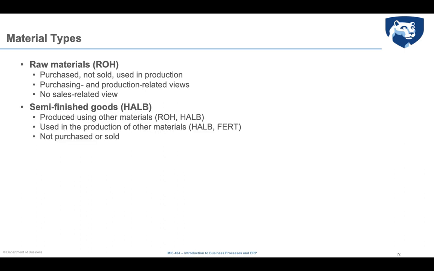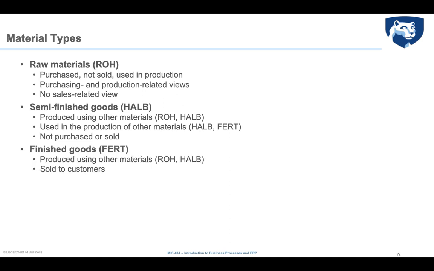But they don't have any sales information because they are not sold. Then we have the so-called semi-finished goods, or HALB, which are produced using other materials, which can be raw materials or other semi-finished goods. They are usually used in the production of other material, and they are not purchased or sold. So their data only belongs to production, because semi-finished goods are work-in-process goods used during a production process. They usually don't have any other view or data outside production.